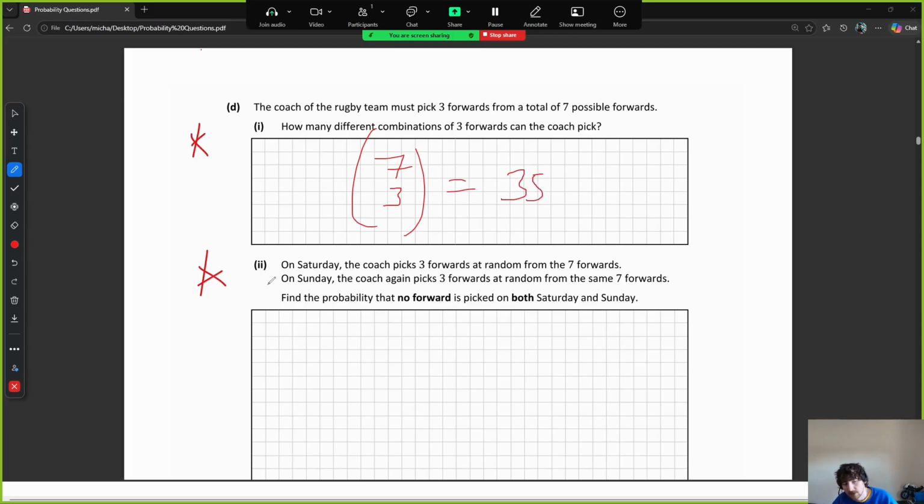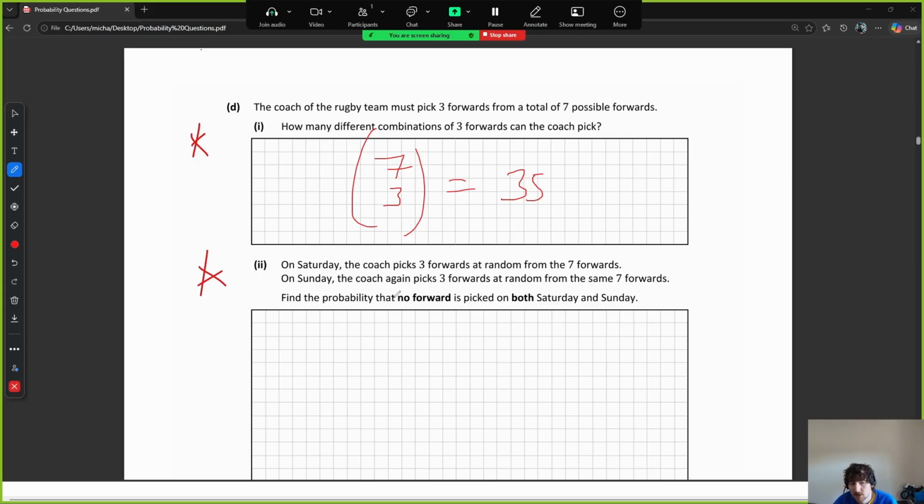It's part 2 here. On Saturday, the coach picks 3 forwards at random from the 7. On Sunday, he picks, again, 3 forwards at random. Okay, so he just does the same thing on Sunday. And then you're asked to find the probability that no forward is picked on both days. Basically what you want to do is make sure that on Sunday you don't pick any of the forwards that you picked on Saturday.